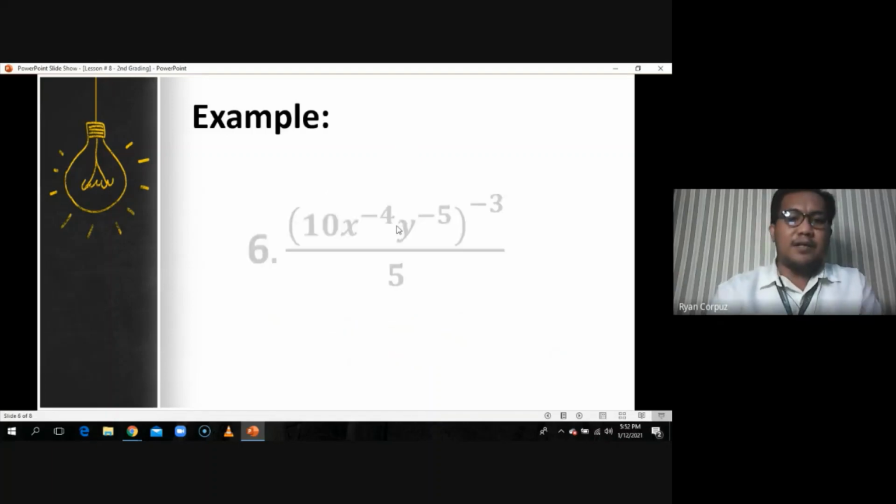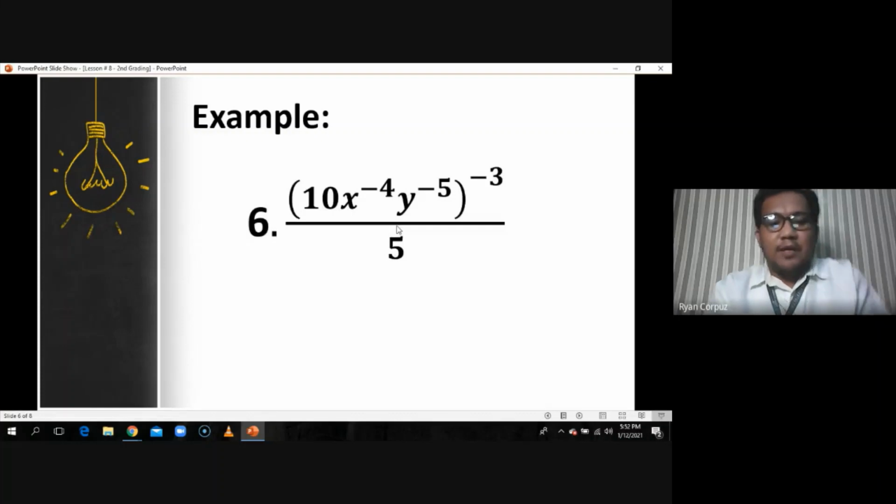So let's have now example number 6. In example number 6, the given is the quantity 10x raised to negative 4, y raised to negative 5, raised to negative 3, all over 5. So there, you do have a negative exponent inside and you do have a negative exponent outside. The first thing we are going to do is to apply the power of a product rule and power rule. That is by distributing this negative 3 exponent to each of the factors inside and multiplying it to the exponent inside with the application of the power rule.